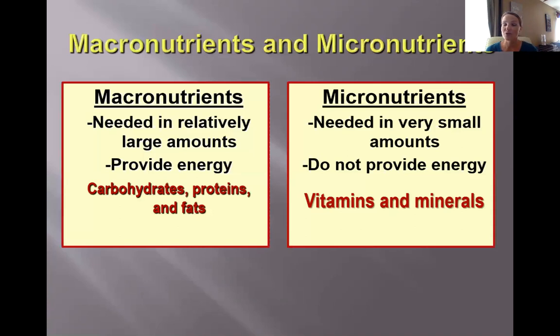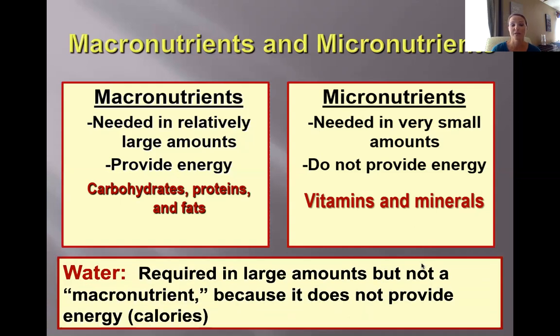Macronutrients are your carbs, proteins, fats. We've talked about those, right? Because they provide energy and we need them in large amounts. Micronutrients are needed in very small amounts and they don't provide energy, and that falls into the vitamins and minerals category. Water is an essential nutrient. We do need it, but it does not provide energy, so it's not considered a macronutrient. Okay, it doesn't provide calories. It's essential, but no calories, so we don't put it as a macronutrient. Macronutrients, we need them in large amounts and they provide energy.